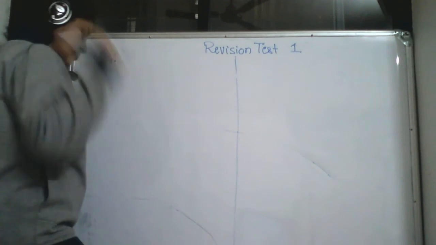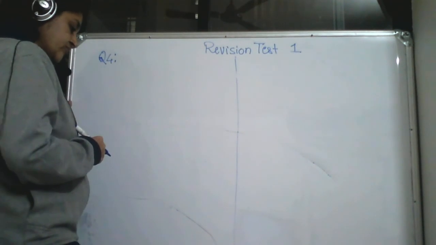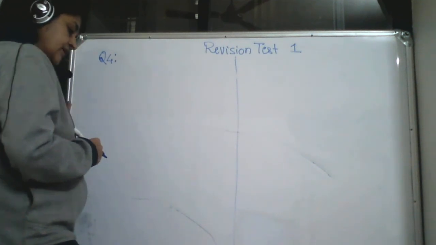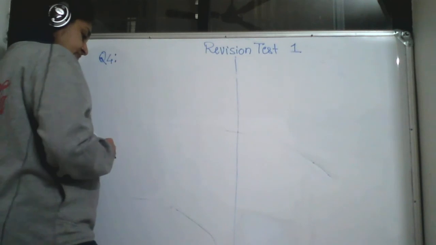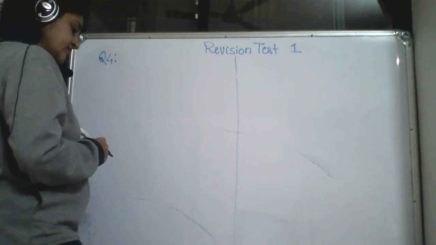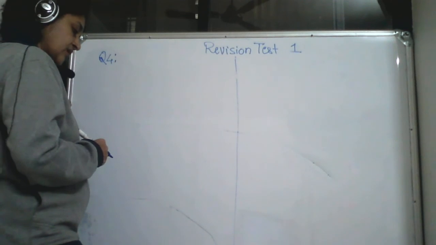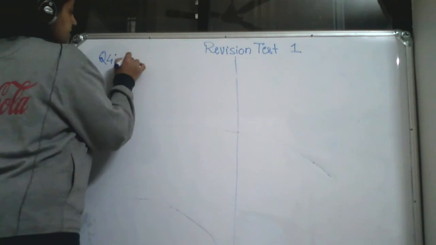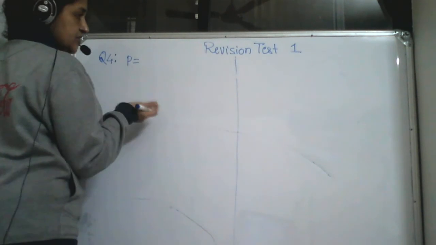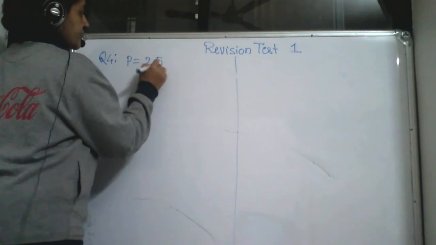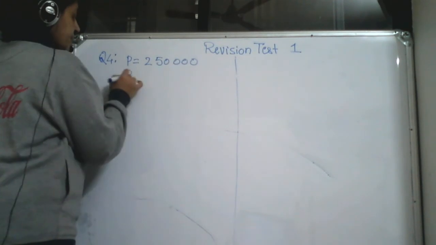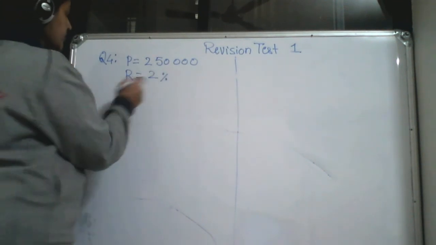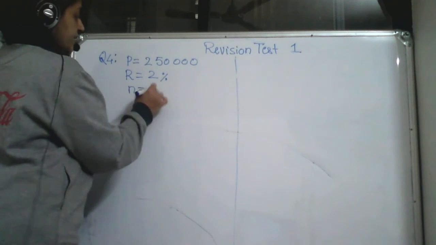Here we have question number 4. The rate of growth of bacteria in a culture is 2% per hour. If there were 2,50,000 bacteria initially, find the number of bacteria in the culture after 2 hours. It means here you can take the initial number of bacteria as the principal. I am taking it as 2,50,000. What is the rate of growth? 2%. Let it be hourly. So in 1 hour it is growing so much. So what are we supposed to find at the end of 2 hours?